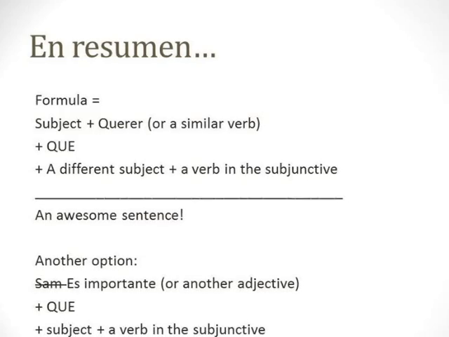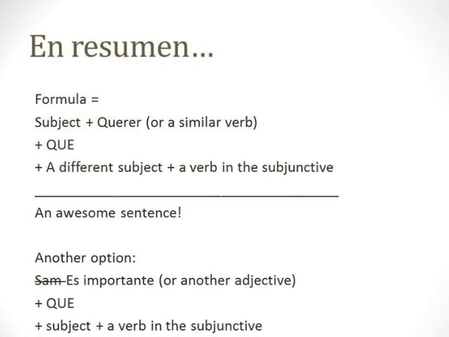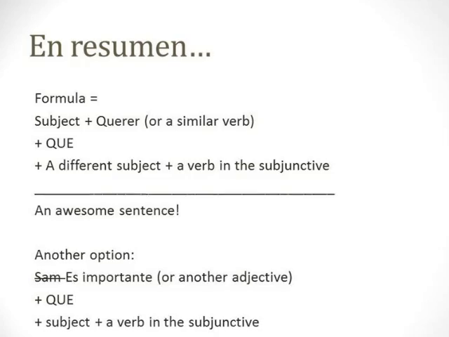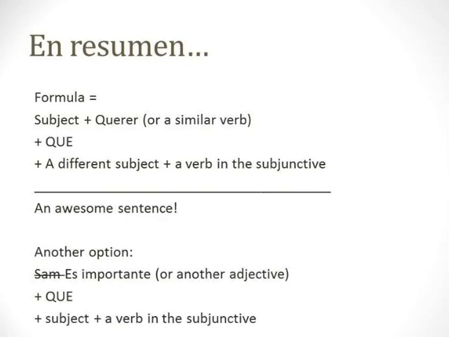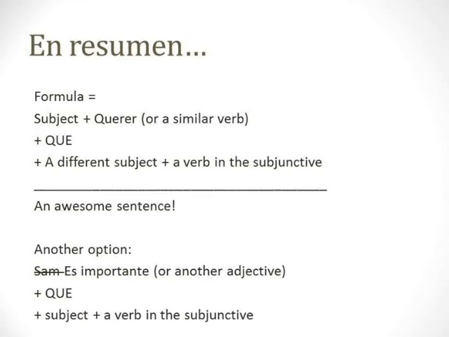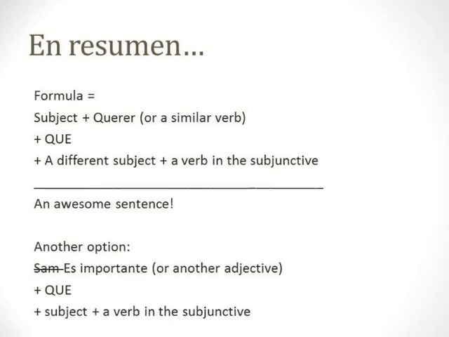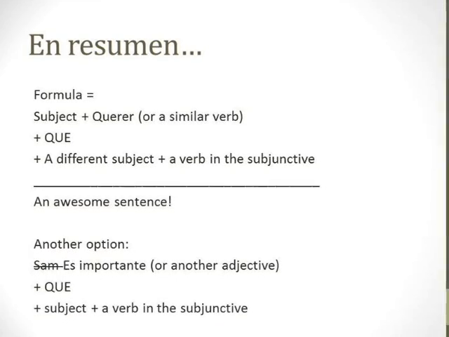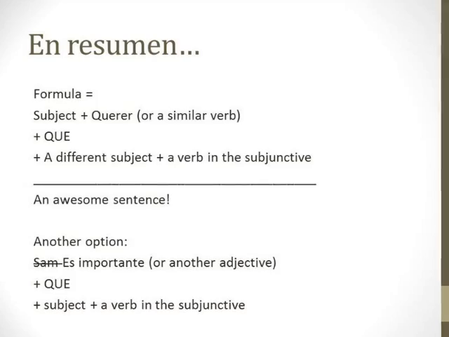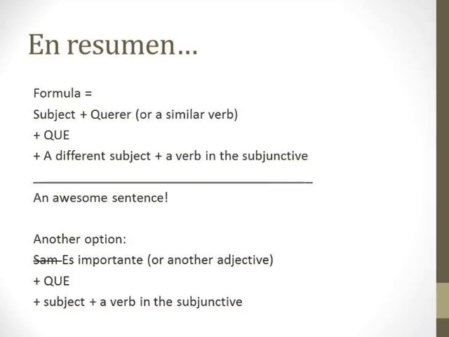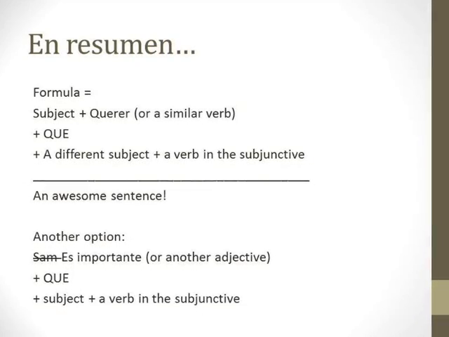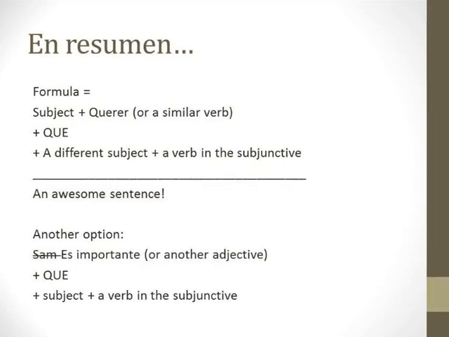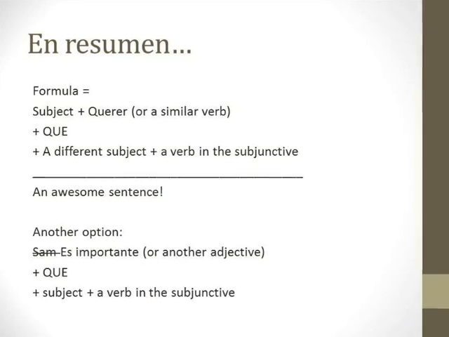Remember, another option is to use those impersonal expressions like es importante que, es necesario que, es bueno que, es malo que. On those, you can cross out on your quiz the subject. So instead of saying Sam es importante, which would simply mean Sam is important, cross off Sam and start your sentence with es importante que, es triste que, etc. then a subject and a verb in the subjunctive.